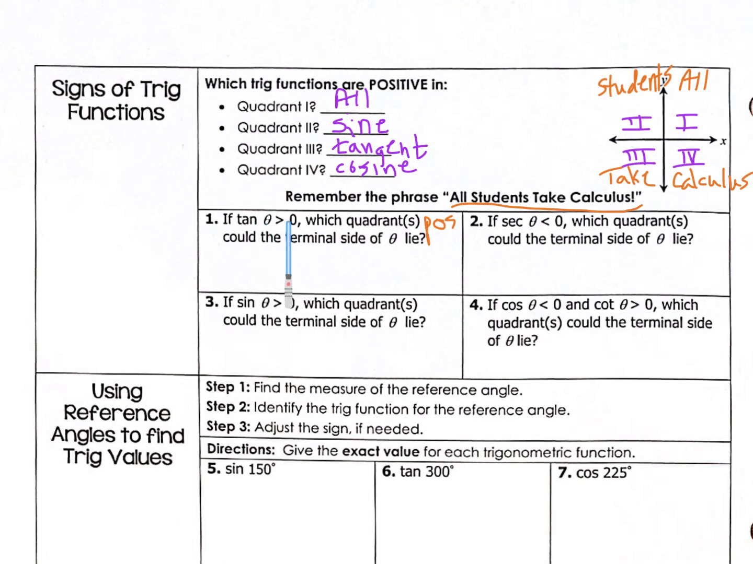So for tangent to be positive, the only places where tangent is positive is all, because they're all positive here, or here in quadrant 3, where it says take for tangent. So the only quadrants where tangent is positive is quadrants 1 and quadrants 3. That's all it's asking. So I'm going to put here Q1 and Q3.